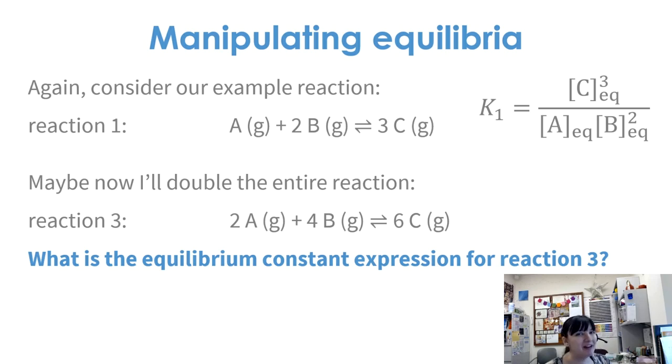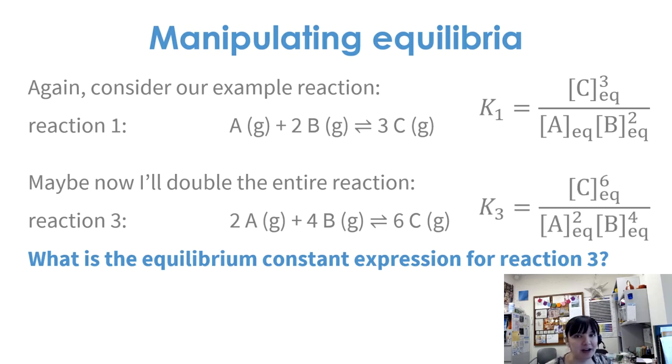Now again, I want you to write out the K expression for this new reaction. So again, go ahead and pause, and then you can take a look at the answer in just a moment. So right here, the K constant I found for reaction 3, which we'll call K3, is written out as the concentration of C to the 6th power divided by the concentration of A squared and the concentration of B to the 4th power.